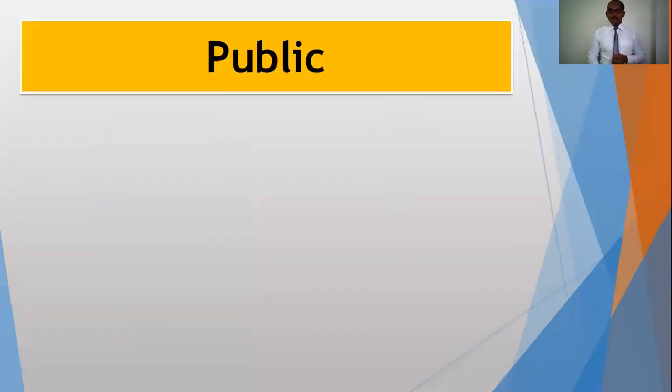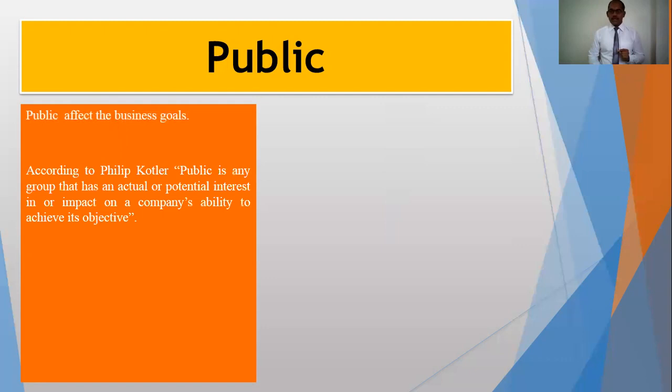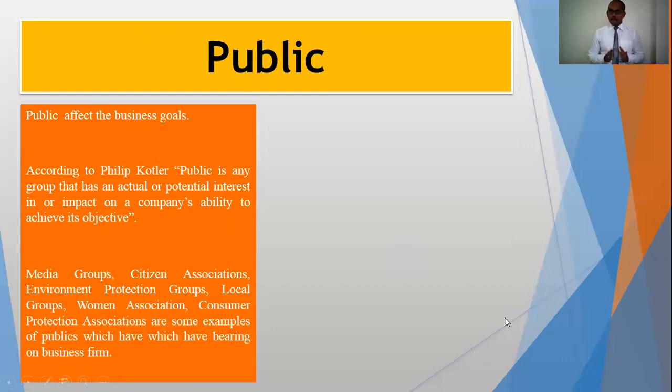And another significant microenvironment factor that influences the business is the public. The public also plays a crucial role in determining the goals of the business and the decision making of the business unit. According to Philip Kotler, public is any group that has an actual or potential interest in or impact on a company's ability to achieve its objective. In other words, public means media groups, citizen associations, environment protection groups, local groups, women associations, consumer protection associations; these are some examples of the public.